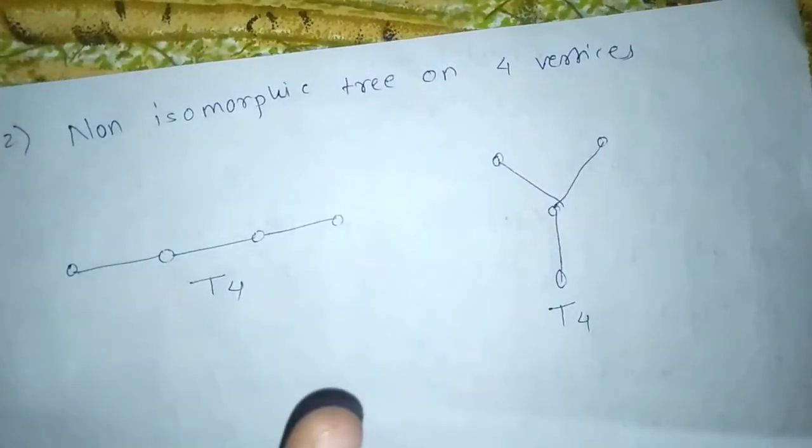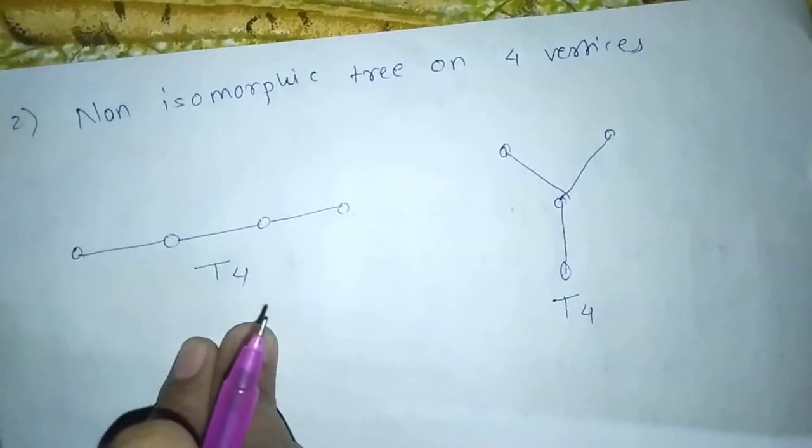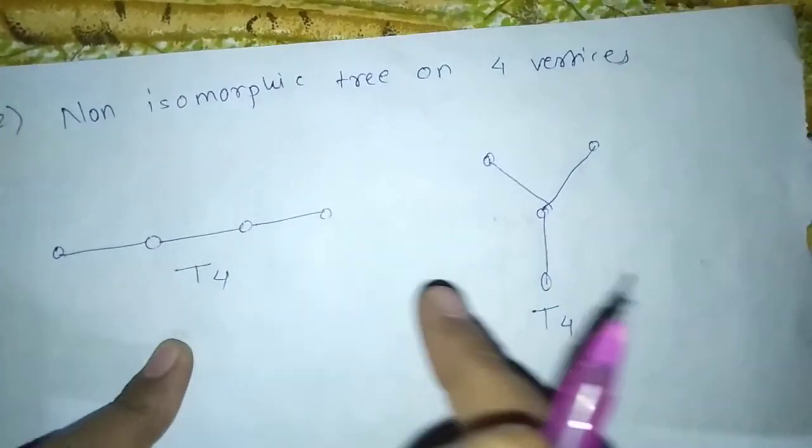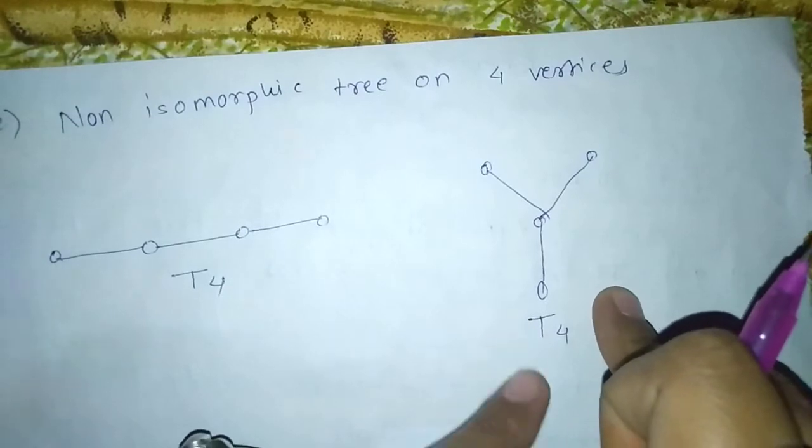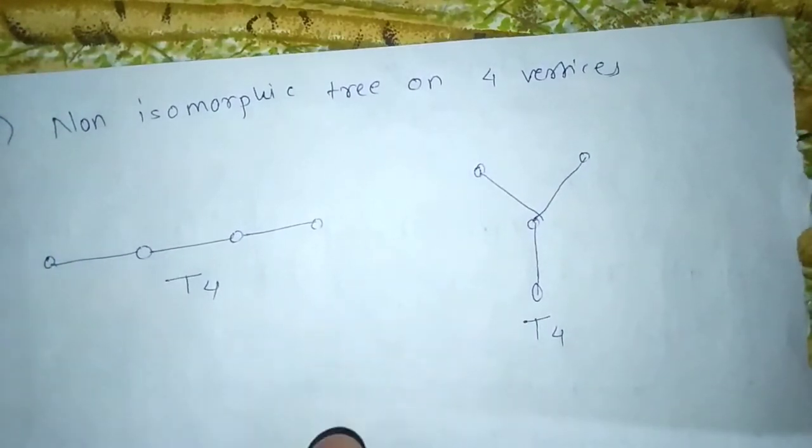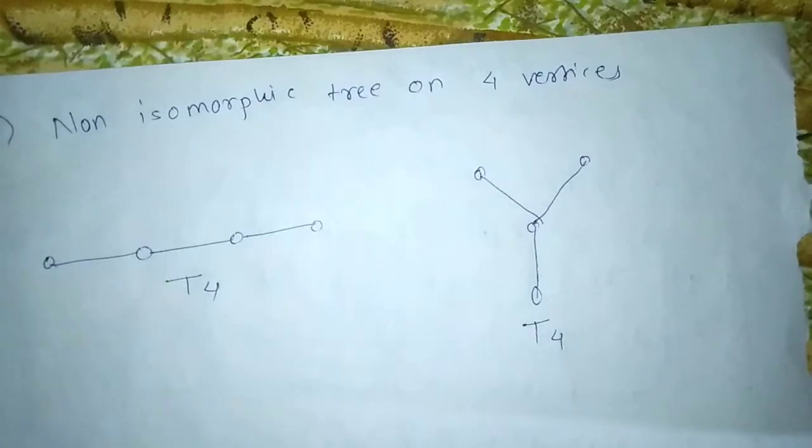Also these two are trees on 4 vertices because it is connected and it does not contain a cycle. So these two are trees on 4 vertices.